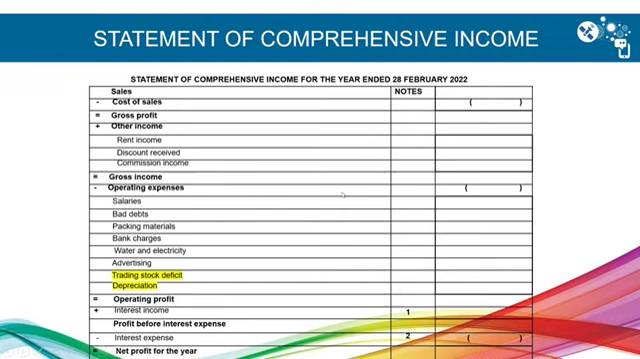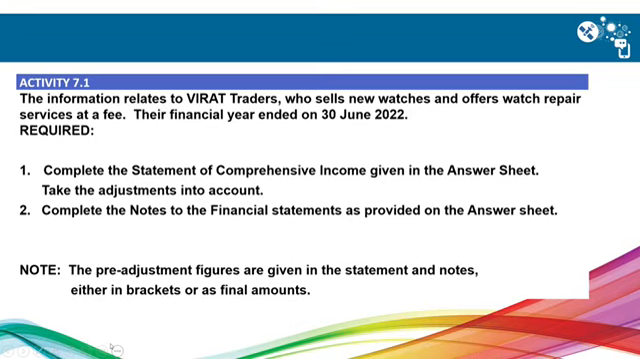So to summarize, sales minus cost of sales equals gross profit, add other income, I come to my gross income, I deduct all expenses, I end up with my operating profit, I add interest income. Once I've done that, I will then deduct my interest expense, and thereafter I'll be sitting with a net profit for the year. Now, allow me to look at exercise 7.1.